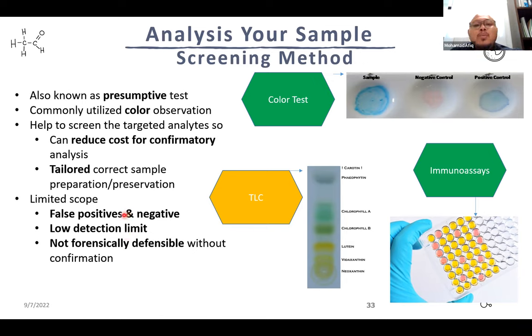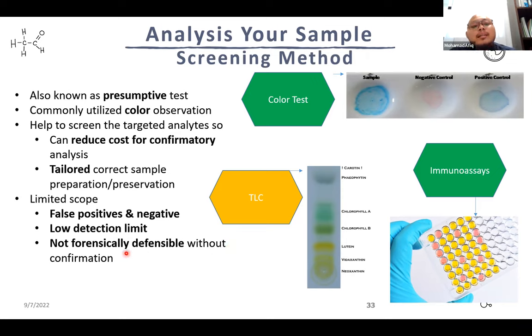That's one example. The second one is low detection limit. Usually the screening methods are only workable if the concentration of your chemical or sample is high. At low concentration, it might not get detected. That is when the screening method cannot be used.